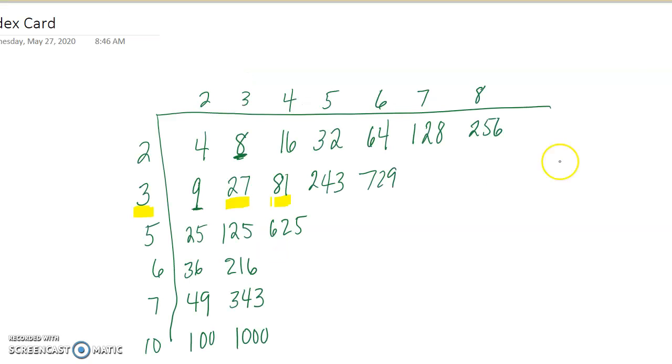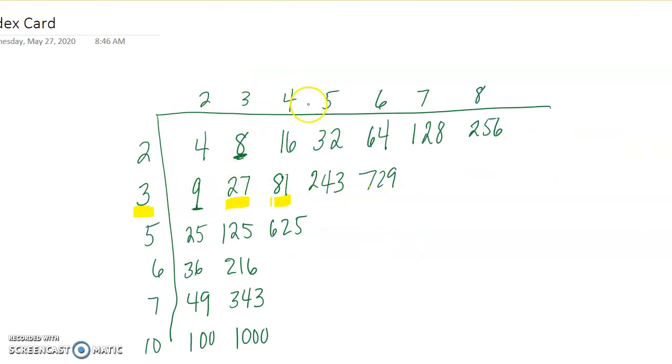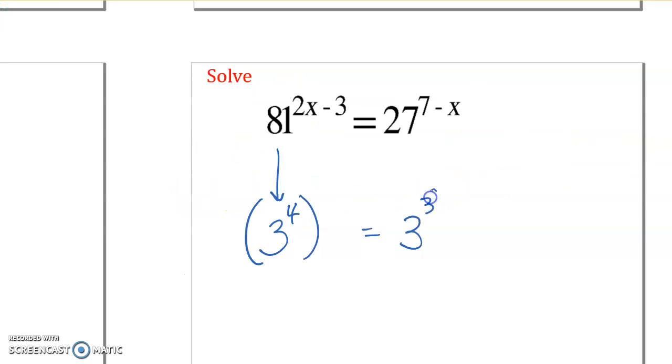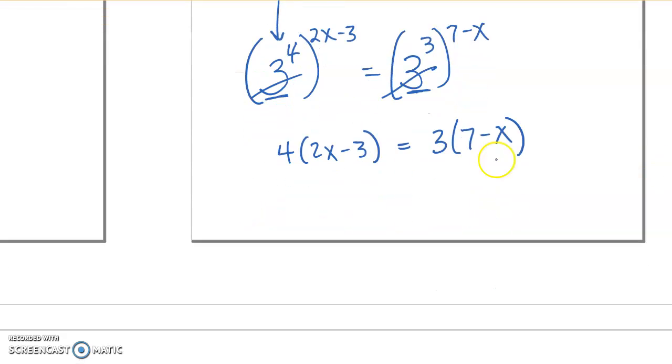Well, 3 to the power of 4, okay, that's 81. What's 27? It's 3 to the power of 3. So that's in here. And now I have 2x minus 3 and 7 minus x. Remember, they didn't go away. So what happens now? Now I can ignore the 3's because the bases are the same. And now I have 4 parenthesis 2x minus 3 and 3 parenthesis 7 minus x. Remember, we have to multiply them both.